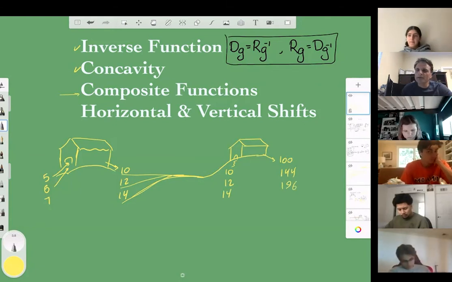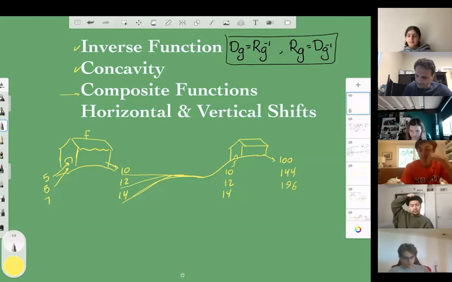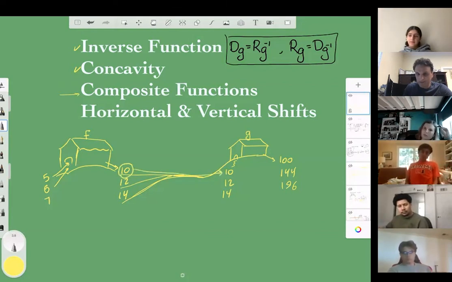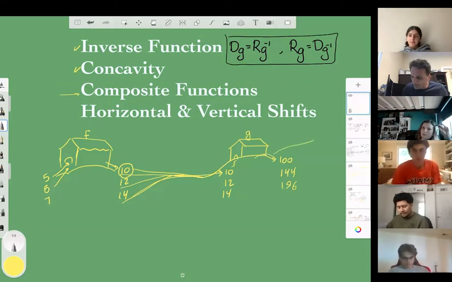Is 14 squared 196? Is that correct? Yeah. Good. So what's happening here? Let's say this is F and this is G. The output of F went inside as the input of G. And we got another output. And we might have another function here, for example, this output goes to this function, and this output becomes the input of H, and we have an output.